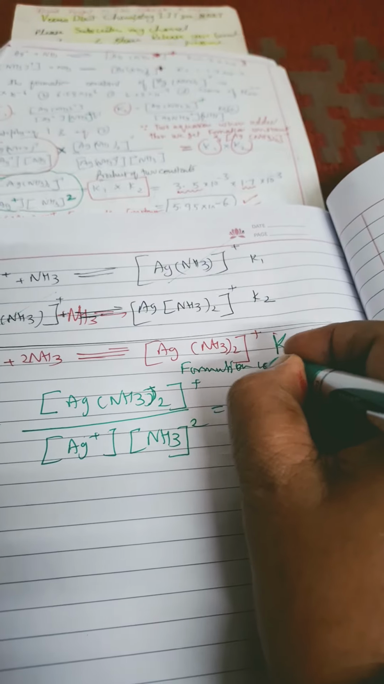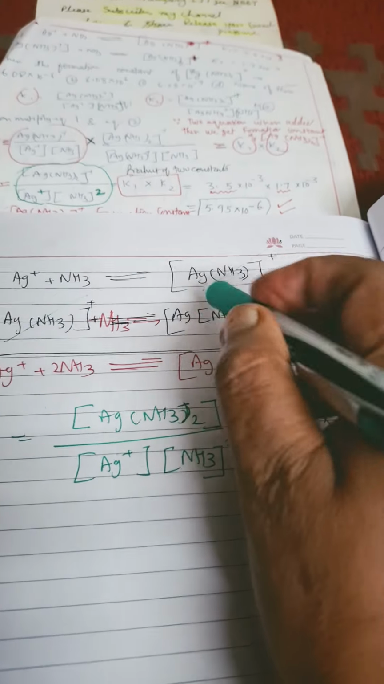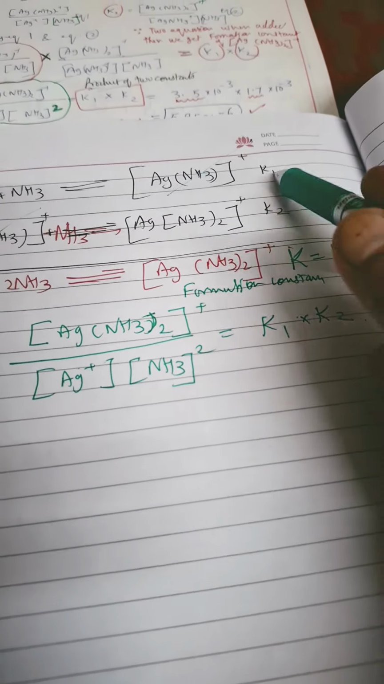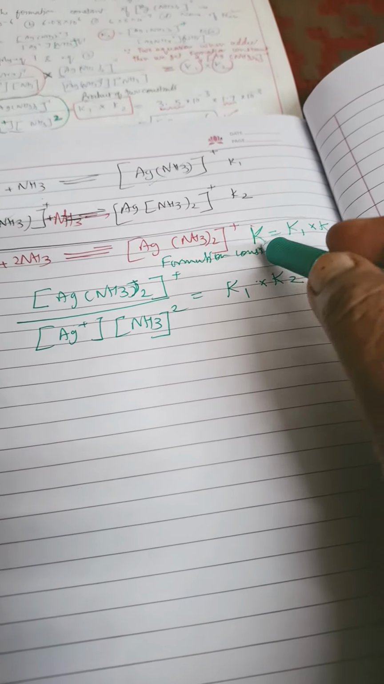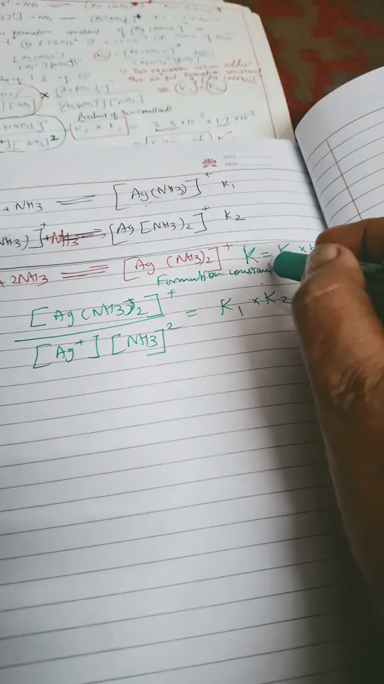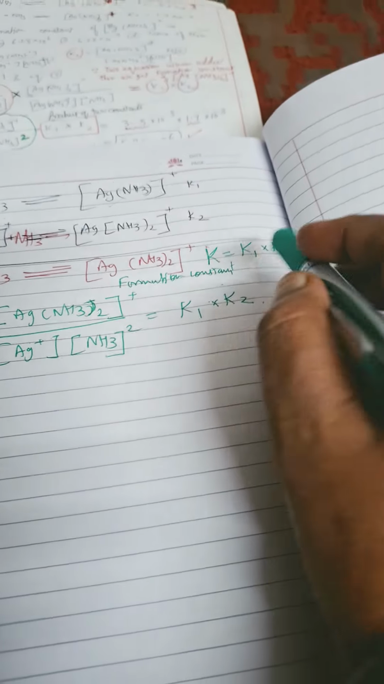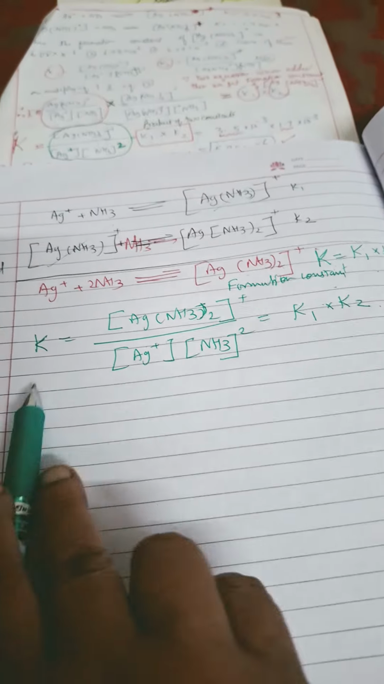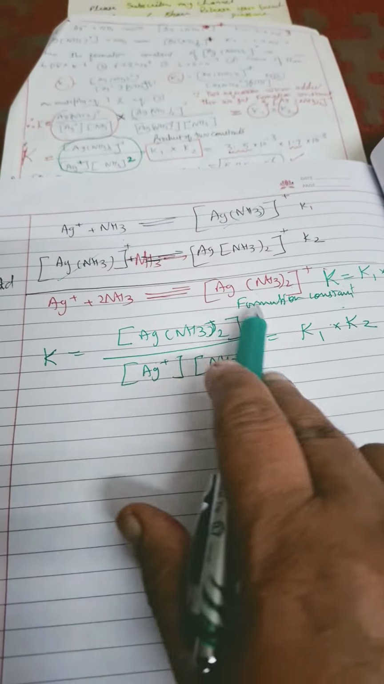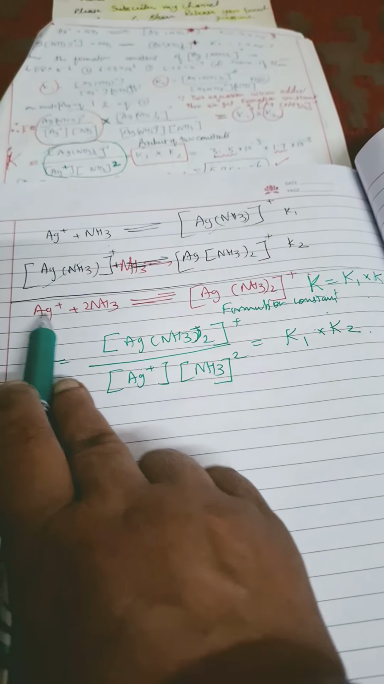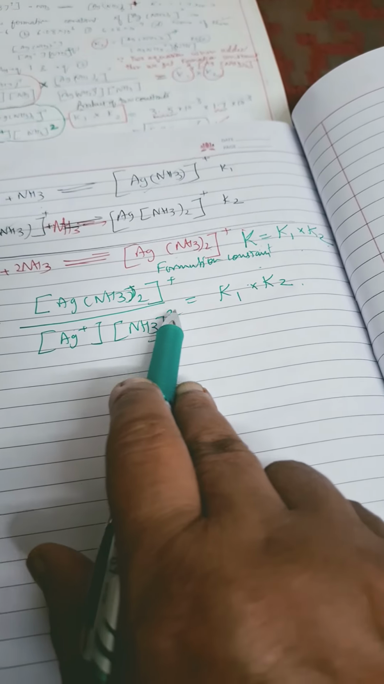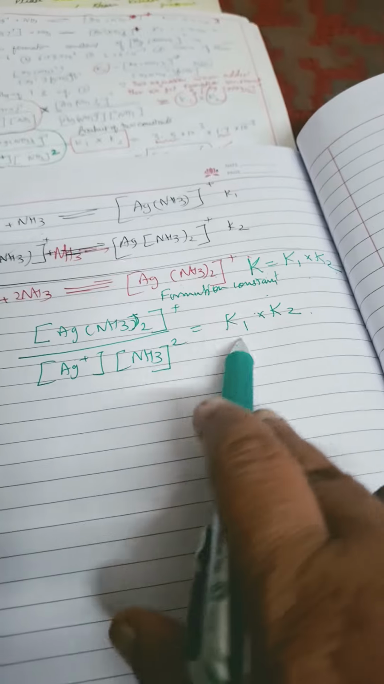And since we are adding these two reactions, the equilibrium constants K1 and K2 will multiply, and then we'll get the formation constant of this diamine silver ion. So K will be equal to K1 into K2. In this manner we can also write: the product up, the reactant down, with the molar concentration of Ag+ and the ammonia concentration squared. Now K1 into K2, and then we'll put in the values and get the answer.